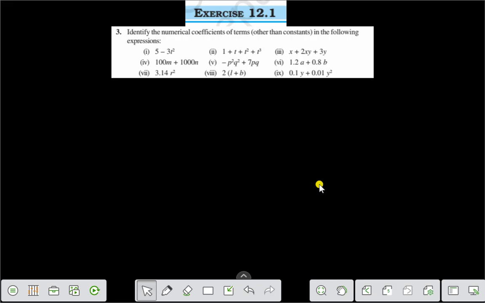Hello everyone, today we shall discuss exercise 12.1 question number 3. Identify the numerical coefficients of terms other than constants in the following expressions. Let us write the various expressions.